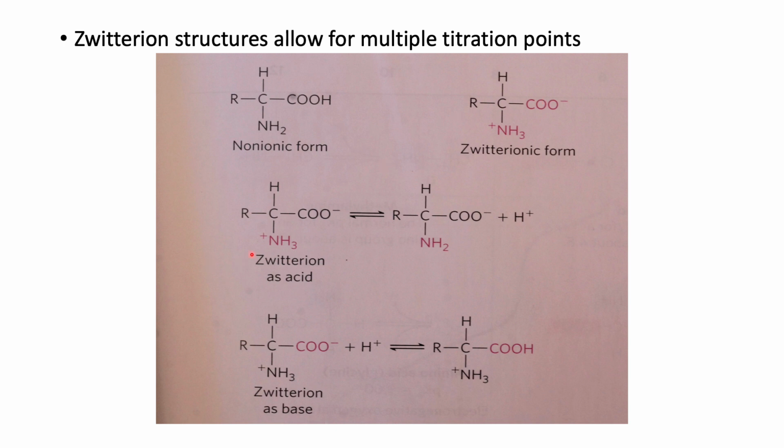So the Zwitter ion can act as an acid here, where you can remove the proton and get a free amine group with this, or you can use it as a base where you retain this, and then a proton is picked up over here. So you can have that sort of transformation occur.